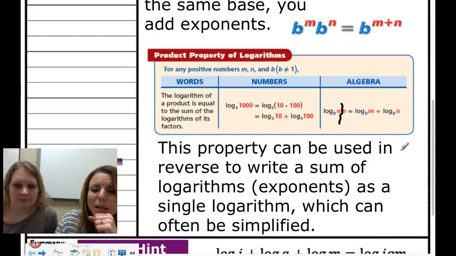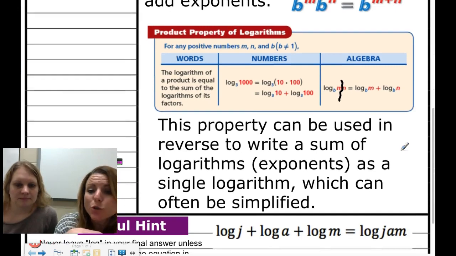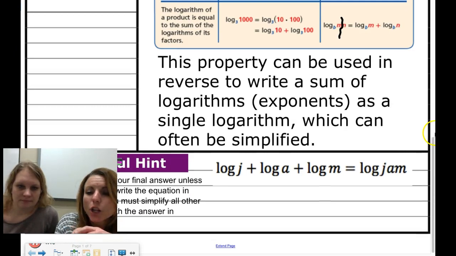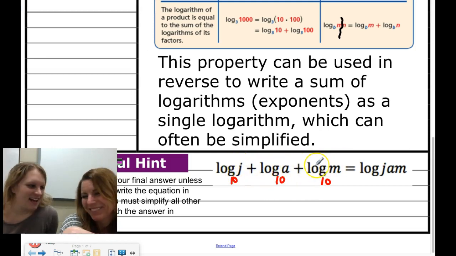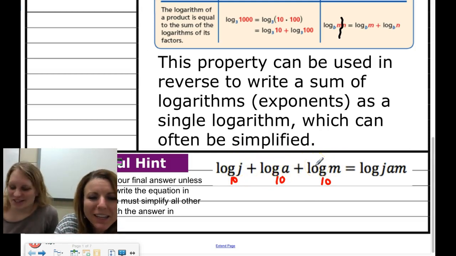This property can be used in reverse to write a sum of logarithms as a single log, which can often be simplified. Here's the example. Log j. There's nothing, so we assume it's base 10. Log a. Assume it's base 10. Log m. Assume it's base 10. They're all the same base, so we multiply these. So it's log jam. So you can go either way.